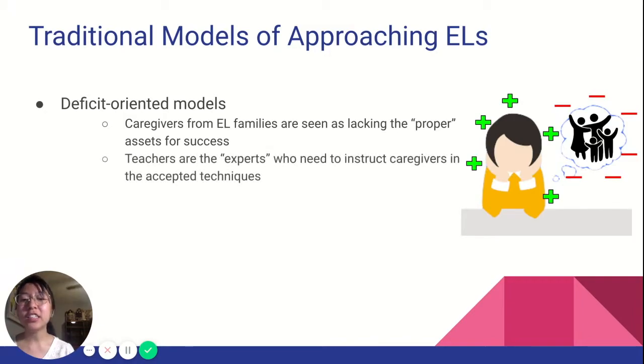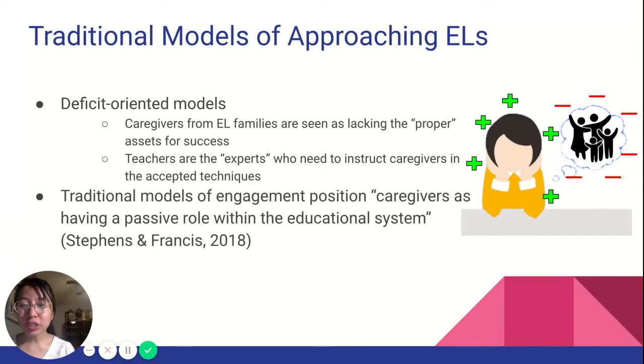On the other side, teachers are the experts who need to instruct caregivers in the accepted techniques. We've been through teacher training, we're educated, and we see that as putting us in a situation above the caregivers. In this traditional model of engagement, you can imagine this is not very positive in terms of how the caregivers and students view themselves. And in this model, caregivers have a passive role within the educational system. We are the distributors of knowledge, and the caregivers and the students passively receive.